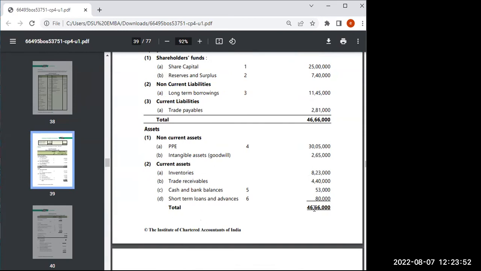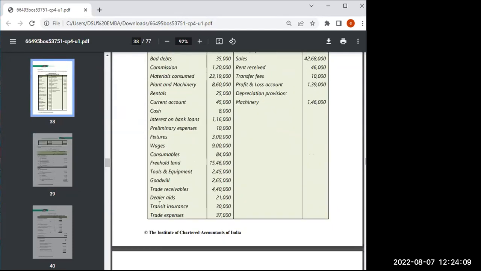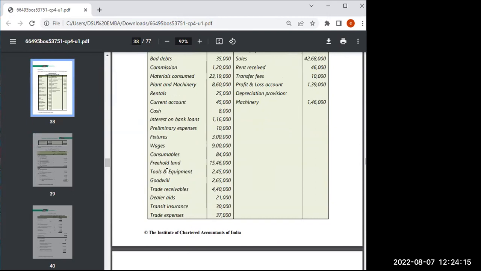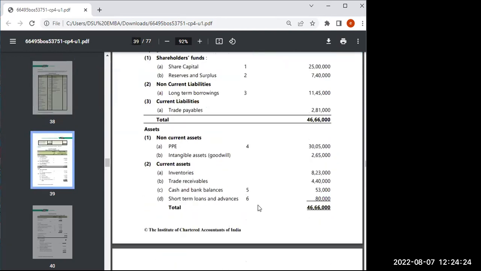Next, short-term loans and advances given by our company to outsiders. Yeah, anybody. Employees are also outsiders. According to accounting, employees are outsiders only. Okay. So there is a loan. Debit side, look at this, debit side. Loan to director, fourth item is there. Loan to director, 80,000 rupees. Any other loan is there? No. So you take 80,000 rupees. Short-term loans and advances given to director, 80,000. That's all.